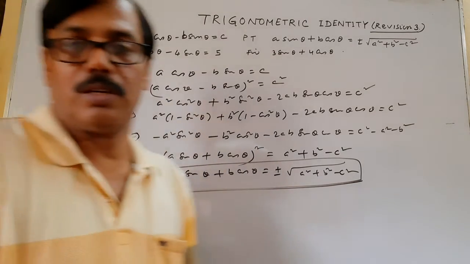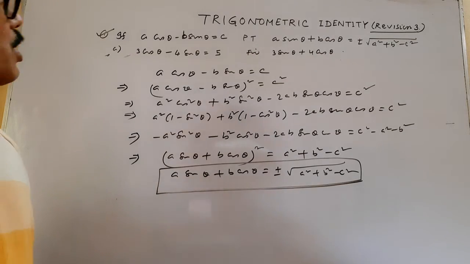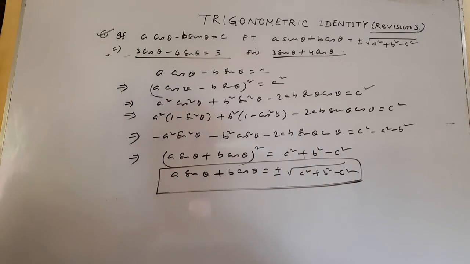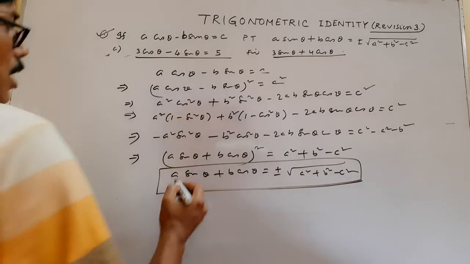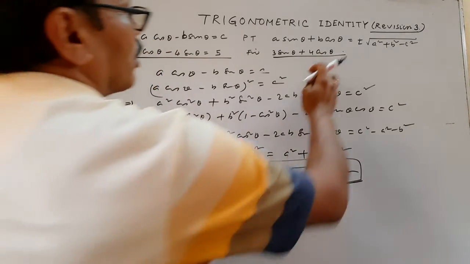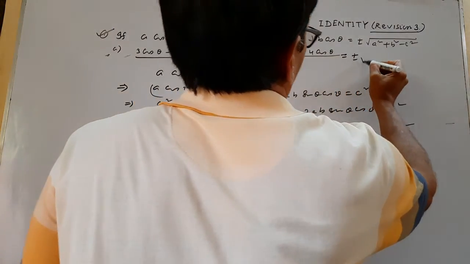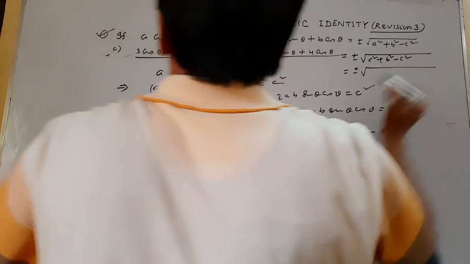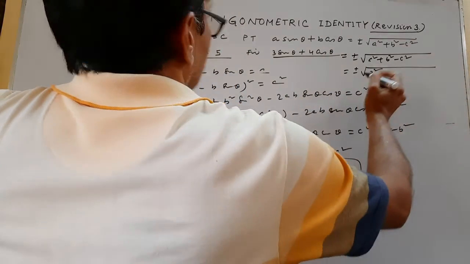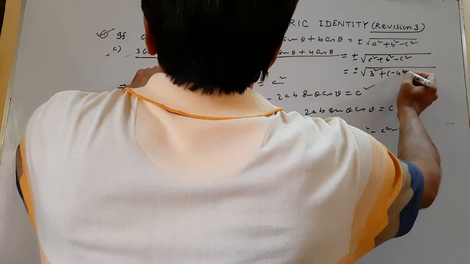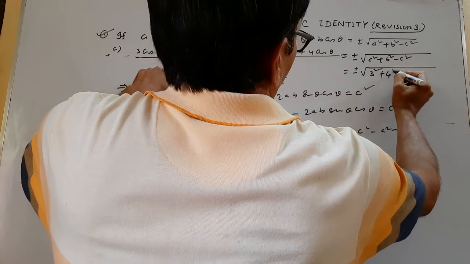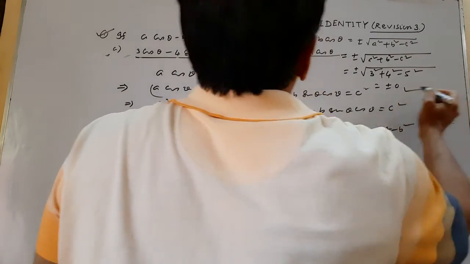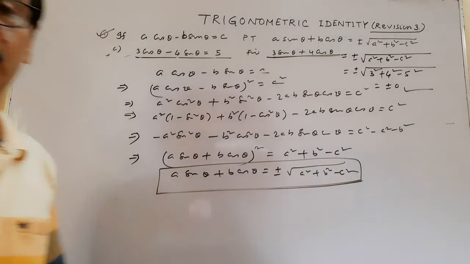Now look, if it is an MCQ type problem: 3 cos theta minus 4 sin theta equals 5. What is 3 sin theta plus 4 cos theta? So it is an application of the previous one. So this equals plus minus root of A square plus B square minus C square. Now what is A? A is 3, so 3 square. What is B? B is 4, so 4 square. And what is C? C is 5 square. So this is 0. So what is the value of the expression? The value of the expression is 0.